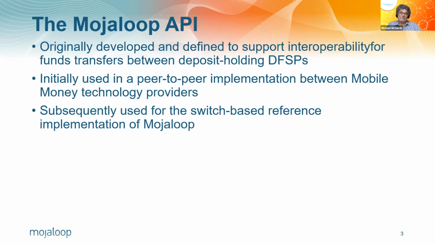Moving right along. So the Mojaloop API was originally developed to support interoperability for funds transfers between deposit holding DFSPs, i.e. banks, mobile money systems, those sorts of institutions. It was first used in a peer-to-peer implementation between mobile money technology providers, and subsequently used as the basis for the switch-based implementation that Miguel has been explaining to you with such aplomb.